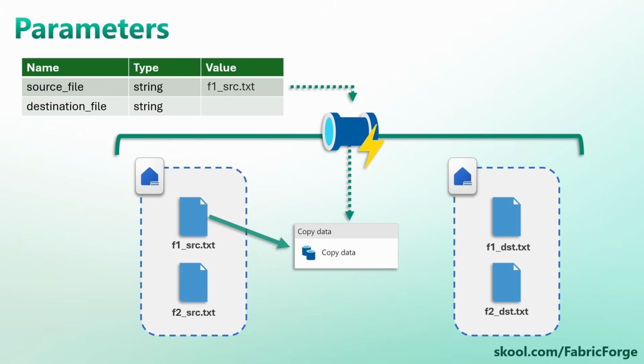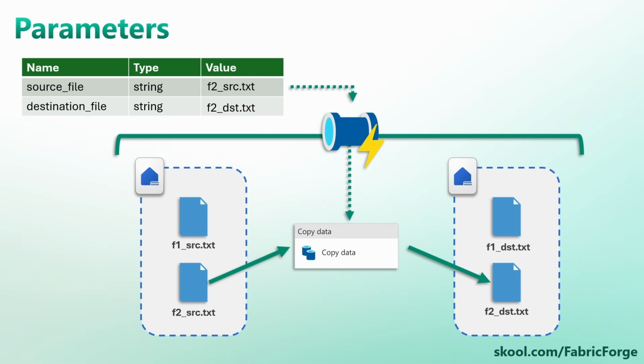For example, when running the pipeline, if we would add string f1_src.txt to the source file parameter and f1_dst.txt to the destination file, we would be able to copy the f1 src file from the source lakehouse to our destination lakehouse with a different name. And by running the same pipeline again and changing the parameters value, we would be able to copy the other file as well without doing any modification to the pipeline itself.